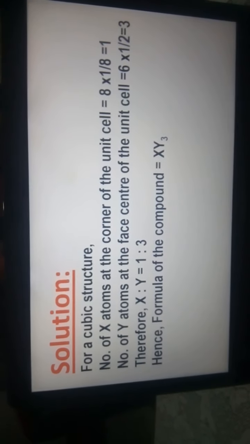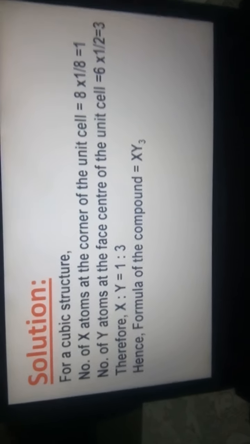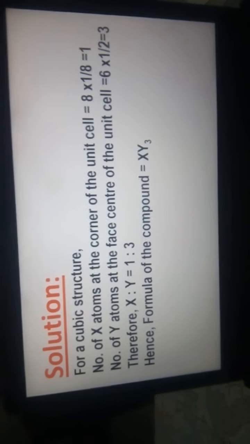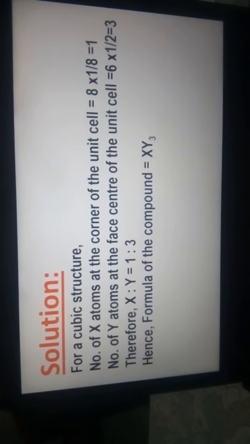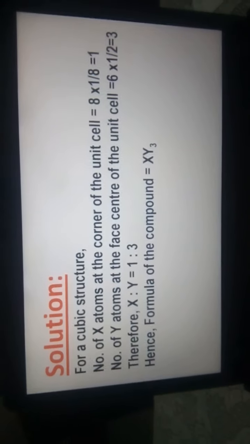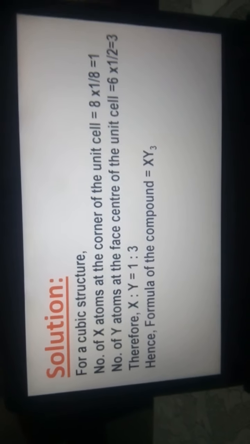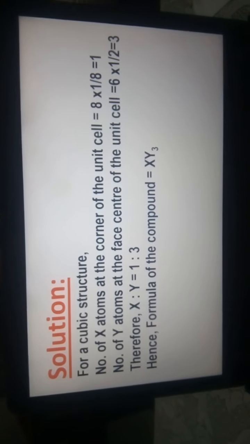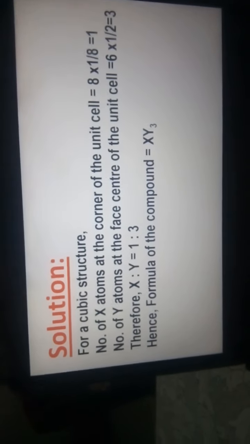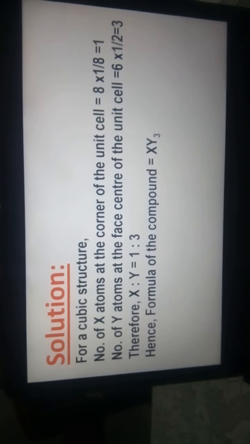So this is the end of today's class. I will give more problems in future classes, and hopefully you will also do some problems from the reference book or guidebook. As much as possible, try to solve the problems. If you are unable to do it yourself, then send it to me, and I will show you how to solve it.